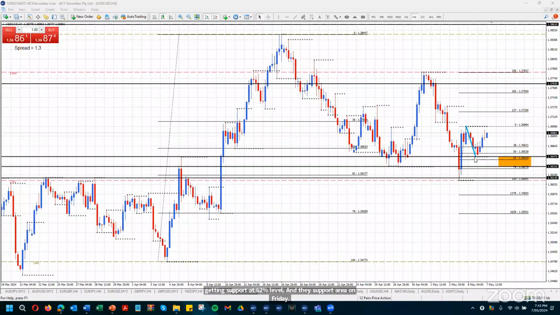All right, may not pull back into that area. That could have been the pullback. Didn't quite get to the 62 and maybe it's already on its way up. Missed the boat in the short term.